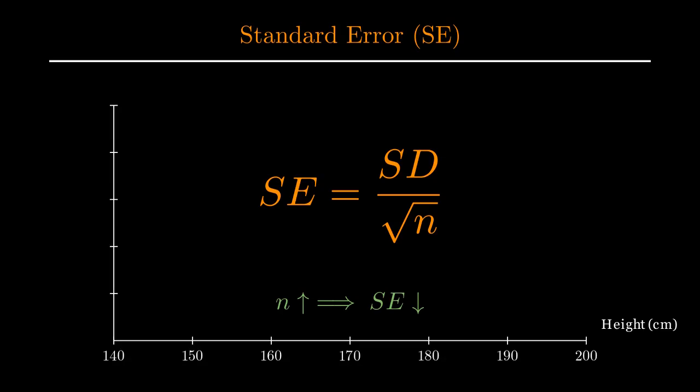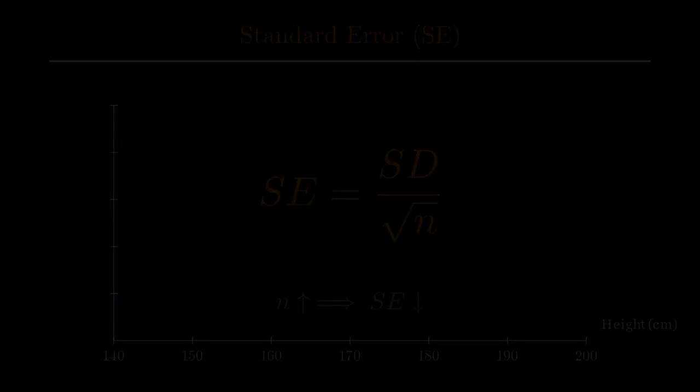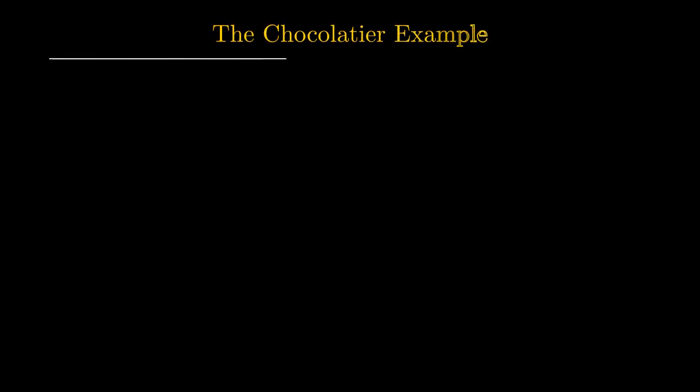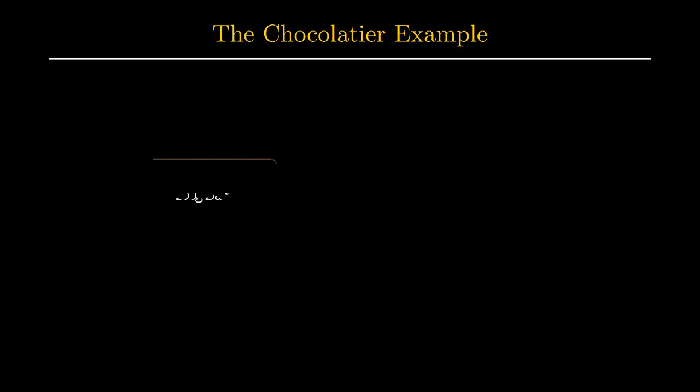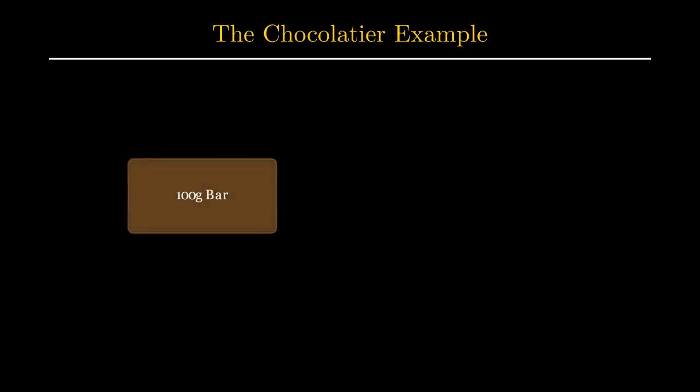The mathematical relationship is elegant but crucial. Standard error equals the standard deviation divided by the square root of the sample size, denoted as n. This formula reveals a fundamental truth in statistics. As your sample size increases, your standard error decreases. Even if the heights of people in the city have a large variation, your estimate of the average height becomes extremely precise if you measure more people.